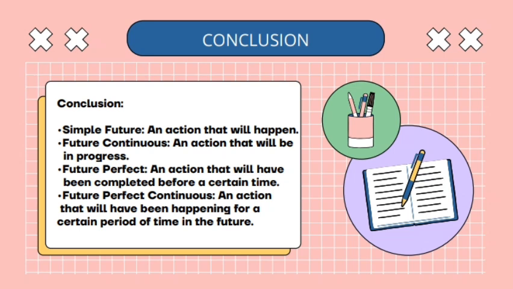And the conclusion is: simple future, an action that will happen. Future continuous, an action that will be in progress. Future perfect, an action that will have been completed before a certain time. Future perfect continuous, an action that will have been happening for a certain period of time in the future.